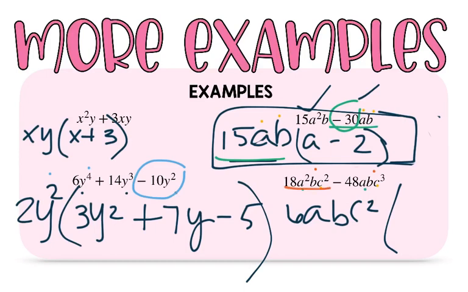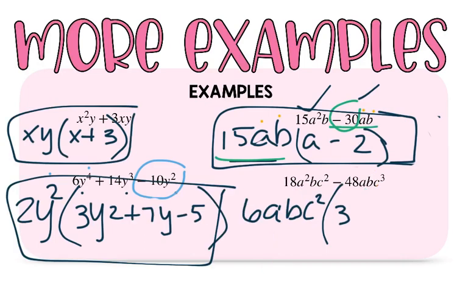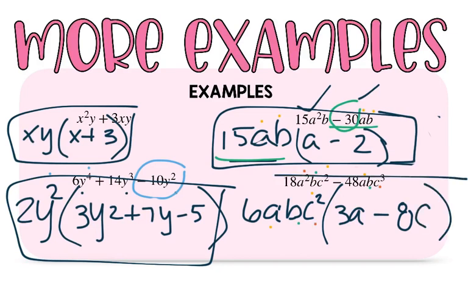Starting with the first term, 18 divided by 6 is 3. A squared divided by a is a. B divided by b is just 1, so nothing. And c squared divided by c squared, again, is just 1, so nothing. And let's do the next term. Negative 48 divided by 6 is negative 8. A divided by a is 1, so nothing. B divided by b is 1, so nothing. And c cubed divided by c squared would be c. So this is my final answer, and I'm done.